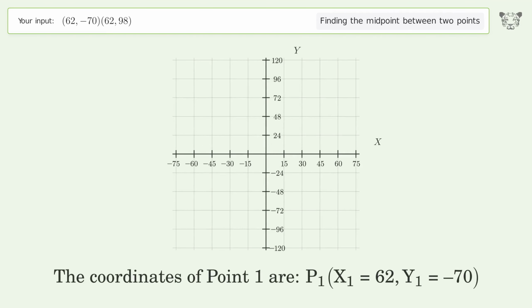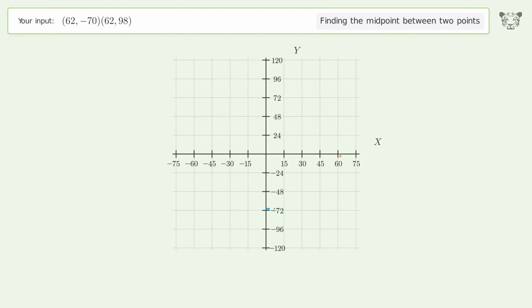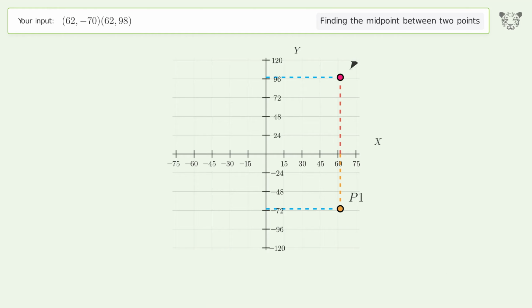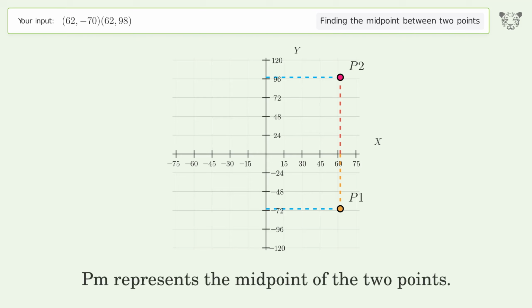The coordinates of point 1 are x1 equals 62, y1 equals -70. The coordinates of point 2 are x2 equals 62, y2 equals 98. PM represents the midpoint of the 2 points.